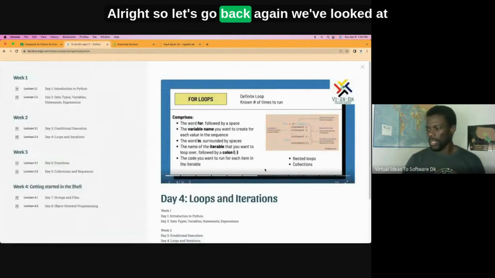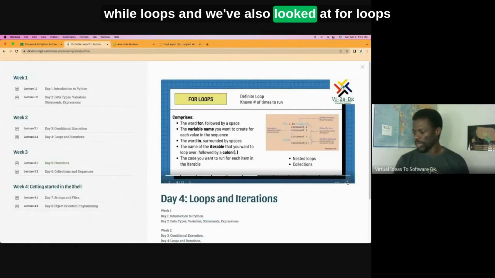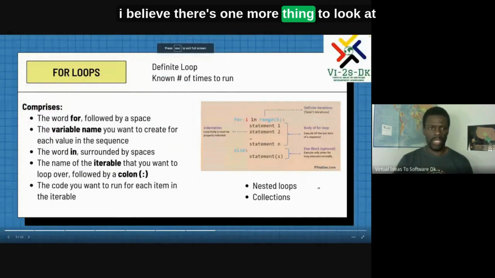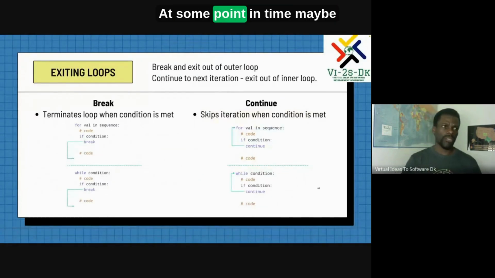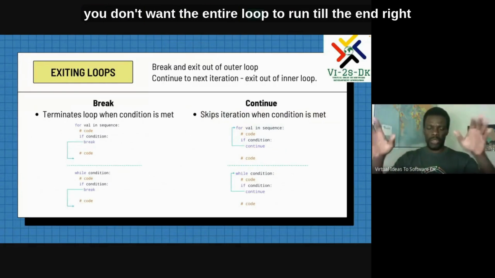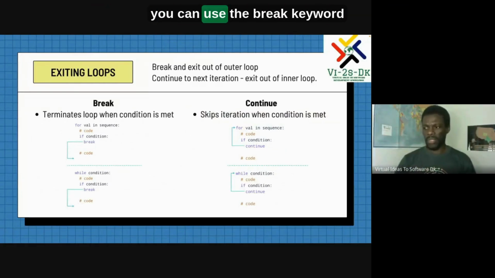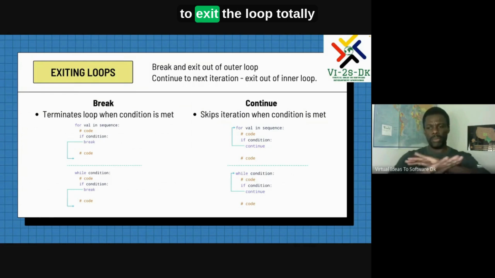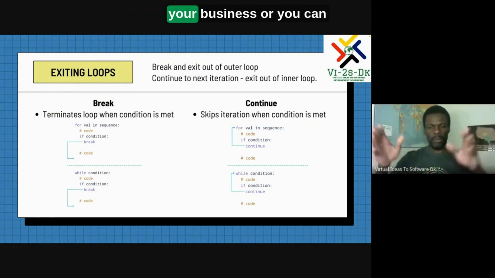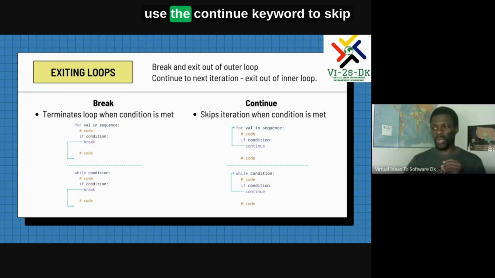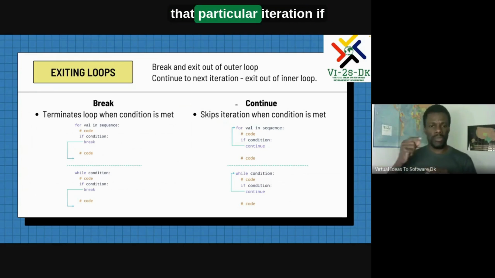All right, so let's go back again. We've looked at while loops and we've also looked at for loops. I believe there's one more thing to look at: exiting loops. At some point, maybe you don't want the entire loop to go on till the end, right? You can use the break keyword to exit the loop totally, to terminate the loop and then go about your business. Or you can use the continue keyword to skip that particular iteration.